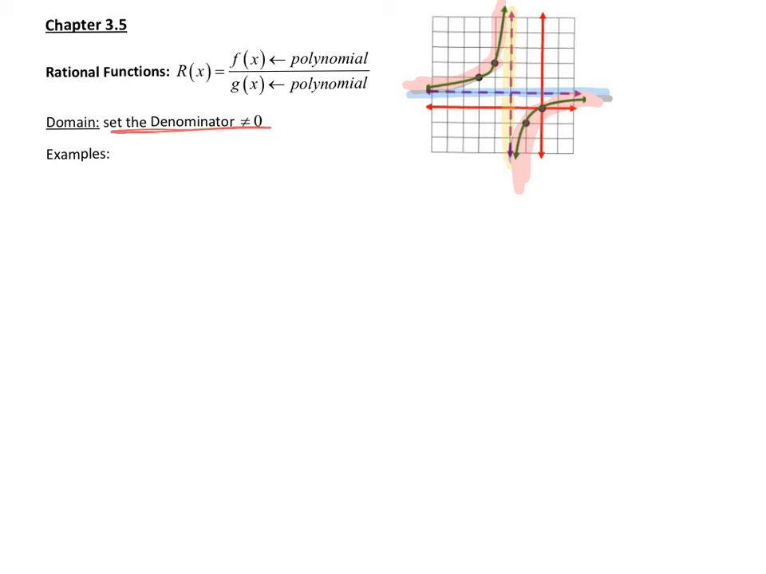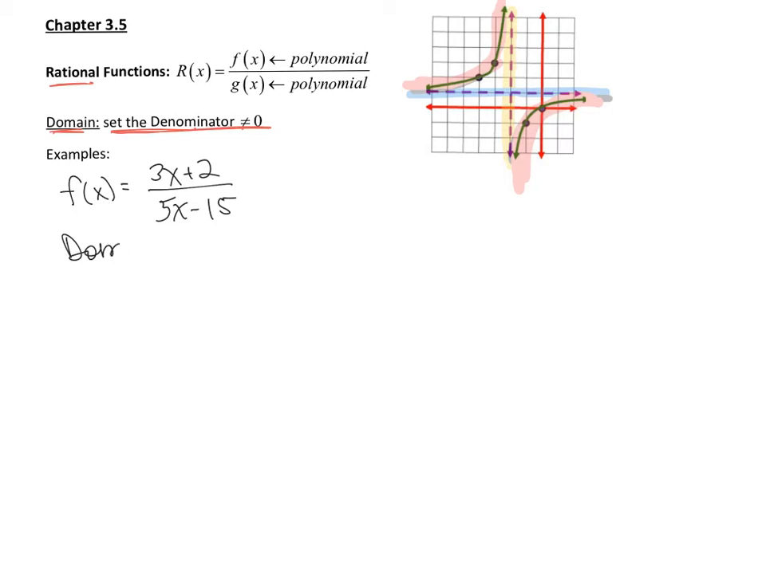So this is actually one of those scenarios that we've already looked at. When I'm looking at a rational function, I'm going to find the domain by setting the denominator not equal to 0. Okay, so let's get an equation here. Let's say we have f of x is 3x plus 2 divided by 5x minus 15. All right, and we want to find the domain.